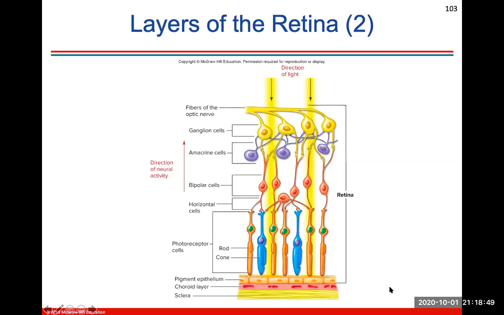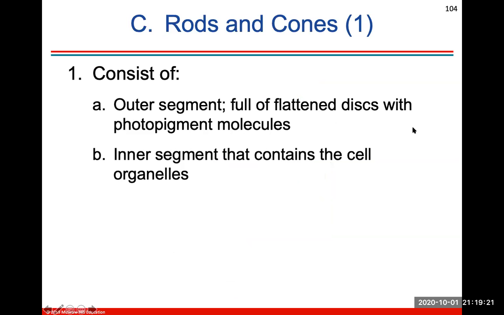This is a great picture to describe how light comes in. The light goes all the way back to synapse on the photoreceptor cells, and then it will synapse on the bipolar cells, and eventually on the ganglion cells of the optic nerve. So the direction of light actually goes through everything first, and synapses in the back of the retina first with the photoreceptor cells, and then makes its way back up to the bipolar cells, ganglion cells, and fibers of the optic nerve.